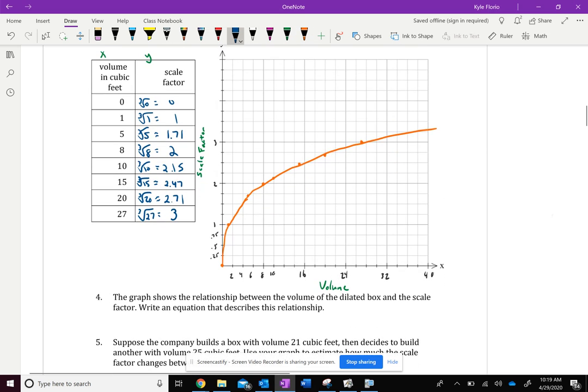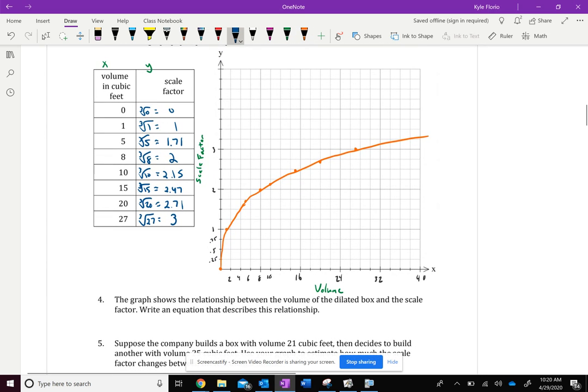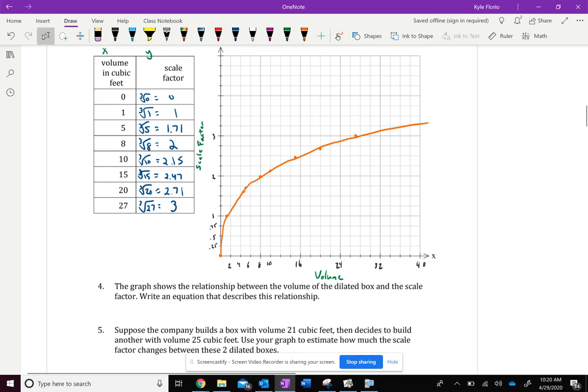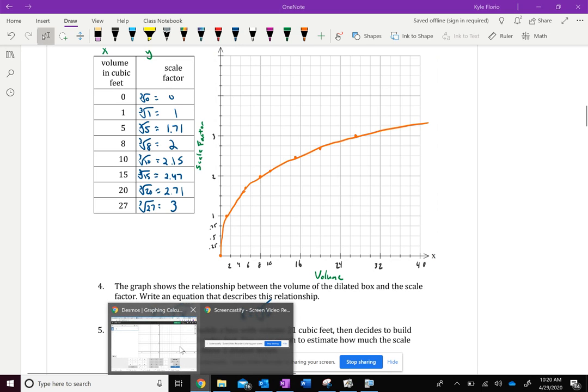Let's move on. Number 4, the graph shows the relationship between the volume of the dilated box and the scale factor. Write the equation that describes it. So to get our y values, to get the scale factor, we just took the volume and we took the cube root of it, right? So you could think of it as the scale factor k is the cube root of the volume. Or we can think of it as y equals the cube root of x. Let's just take a quick peek at what that looks like.